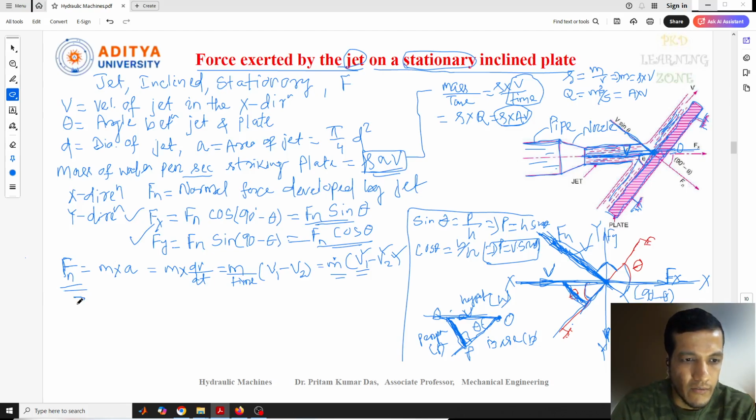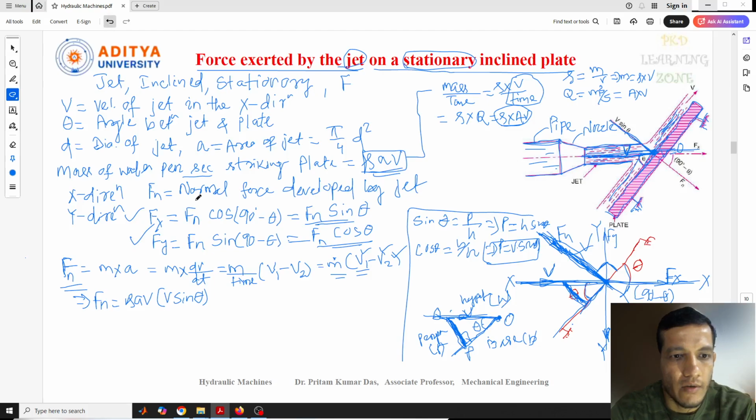So here I can write Fn equals, this is the mass flow rate, that we can write rho AV, and this is V sine theta, minus 0, the final velocity. And finally you can write this is rho AV square sine theta. Okay, this one we can give equation 2, and this one we can give equation 1.